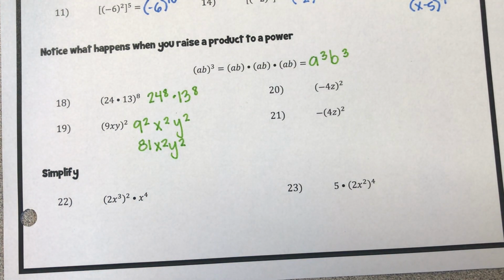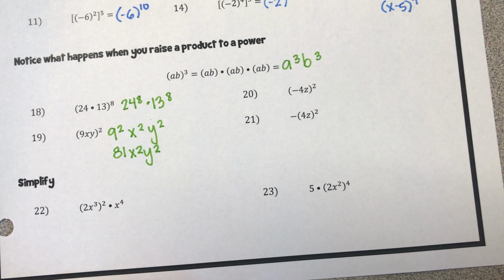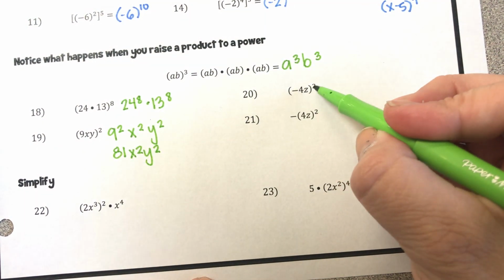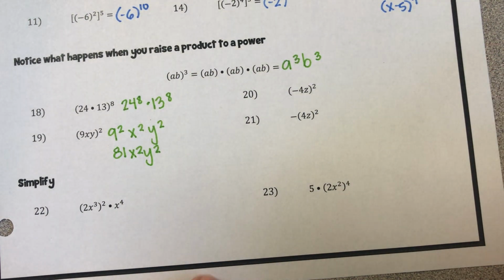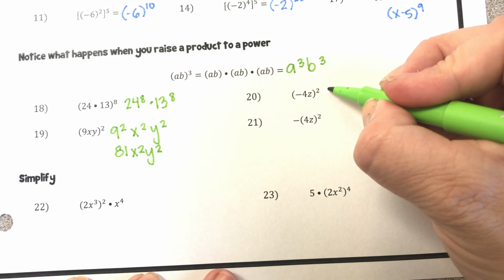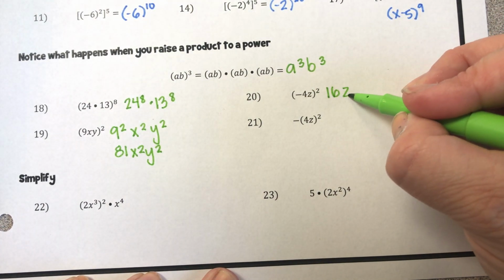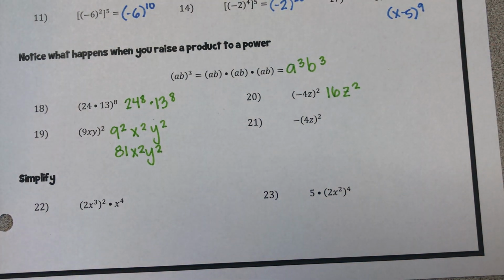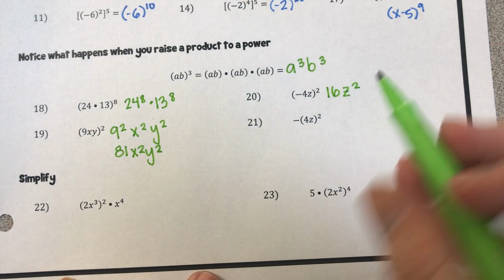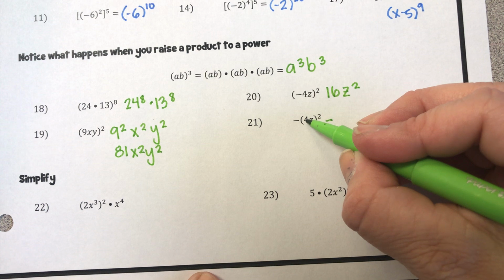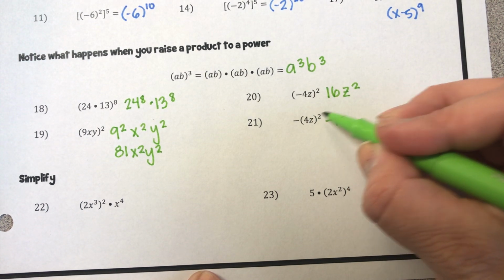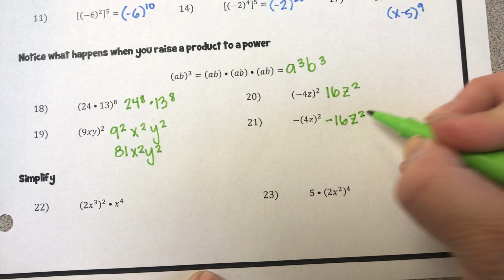Okay, let's look at number 20. On number 20, we're going to do negative 4 squared. So what's negative 4 times negative 4? Positive 16, and then we have z squared. And that's different than down here, because I'm going to do the opposite: 4 squared is 16, z squared is z squared.